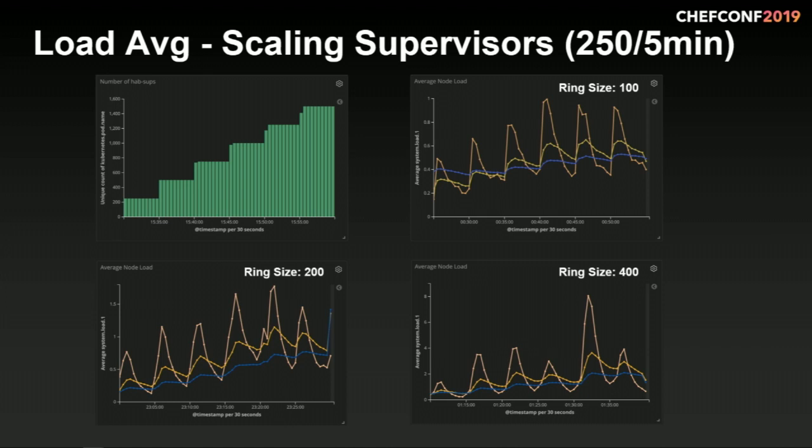So right here, what I did is I spun up this load test, and I did 3 runs of it with different ring sizes. This is a Kubernetes cluster where we scaled Habitat supervisors. This graph goes from 0 to 1,500 in 5-minute increments. Every 5 minutes, it spins up 250 new supervisors. And I ran 3 tests with the ring size of 100, 200, and 300. And the results that we got line up with the recommendations we've been giving, that about 200 to 300 is that sweet spot.